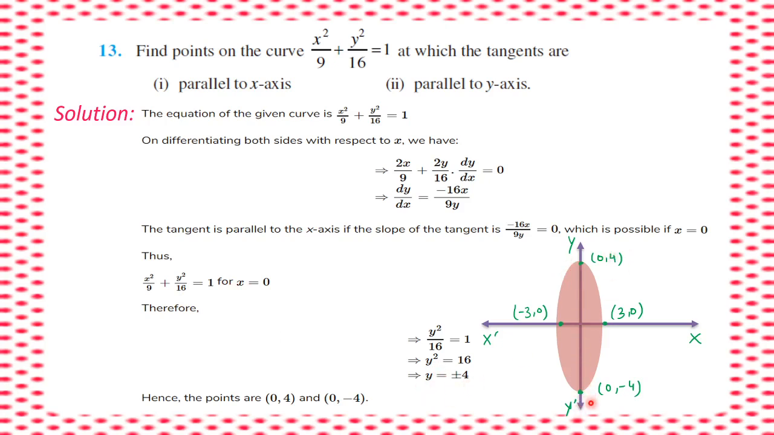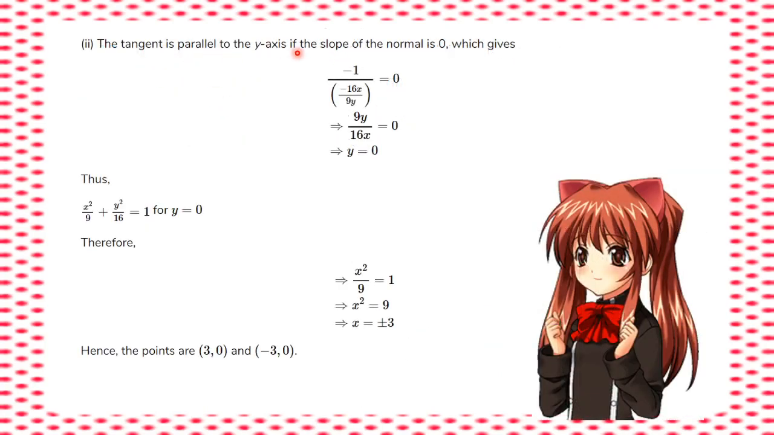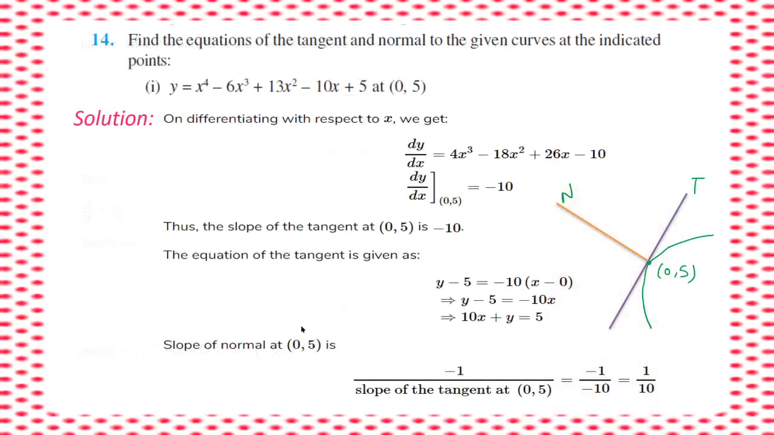So we have drawn this on the graph. Now in the same way, the tangent is parallel to the y-axis if the slope of the normal is 0. So what is the slope of the normal? Minus the reciprocal of the slope of the tangent. So it will be 9y upon 16x equal to 0. This is only possible when y is equal to 0. So if y is 0, x is plus minus 3. So the points are (3, 0) and (-3, 0).